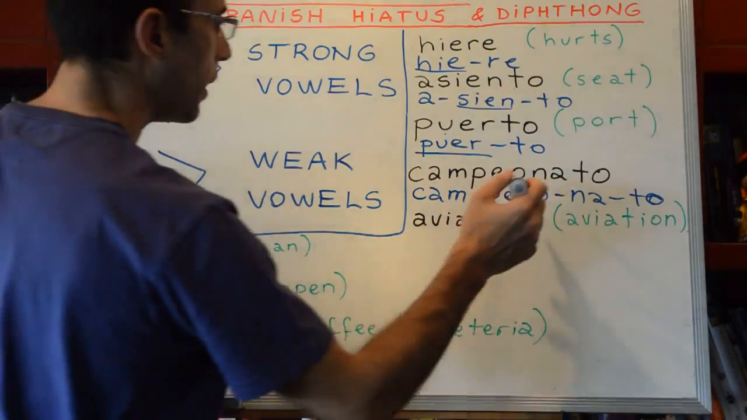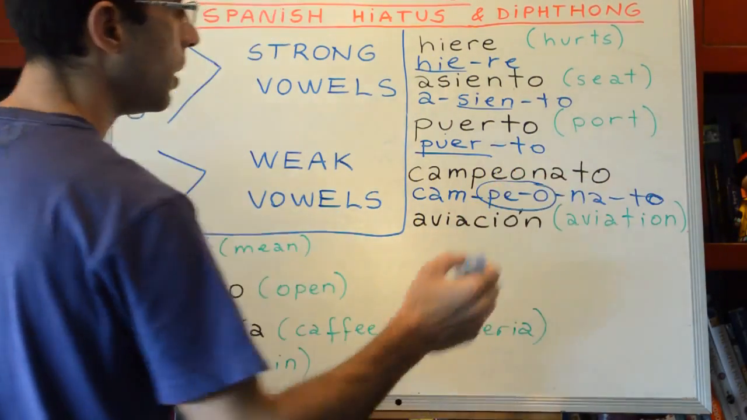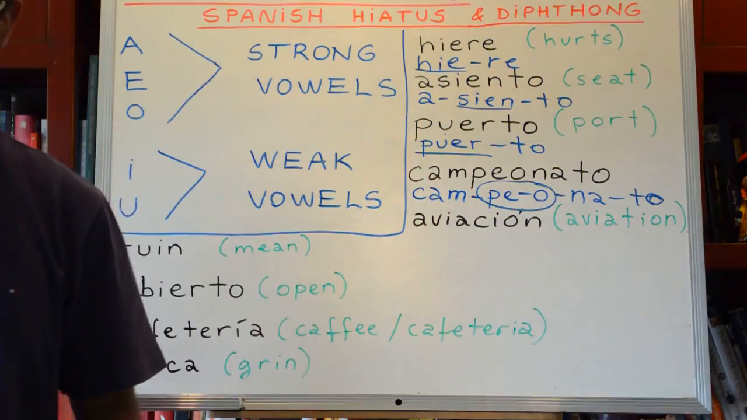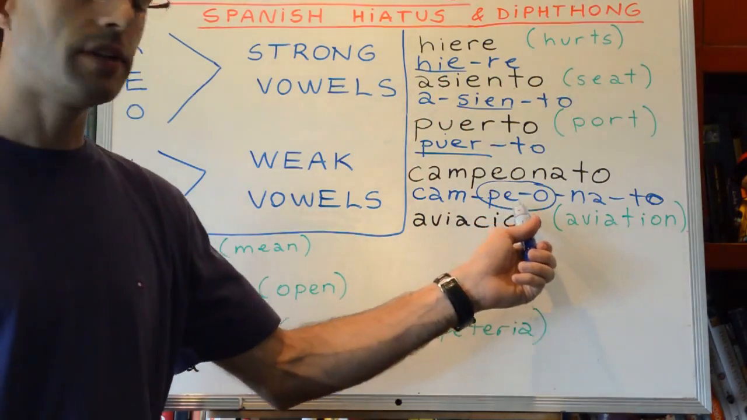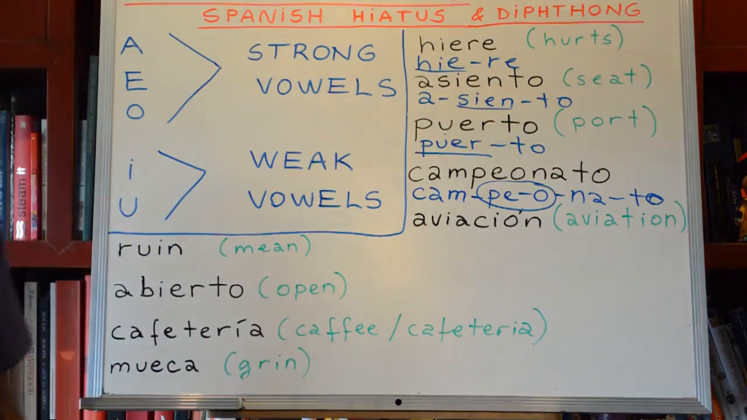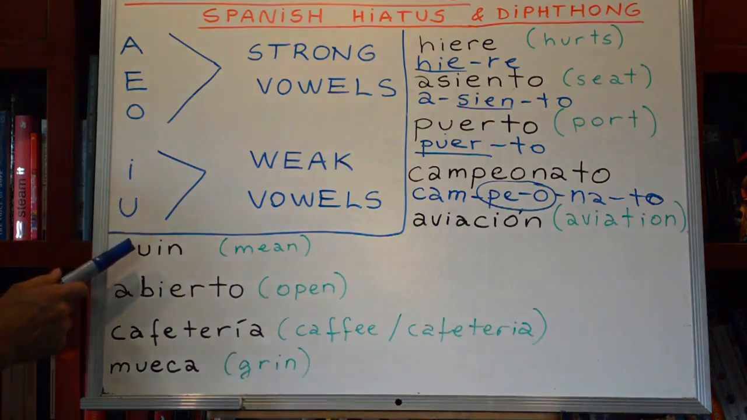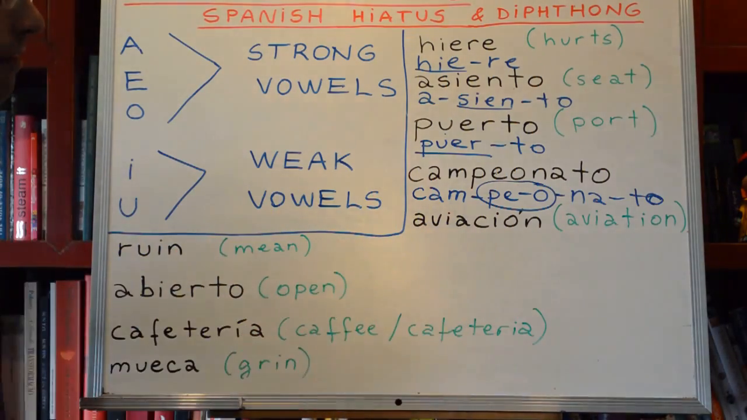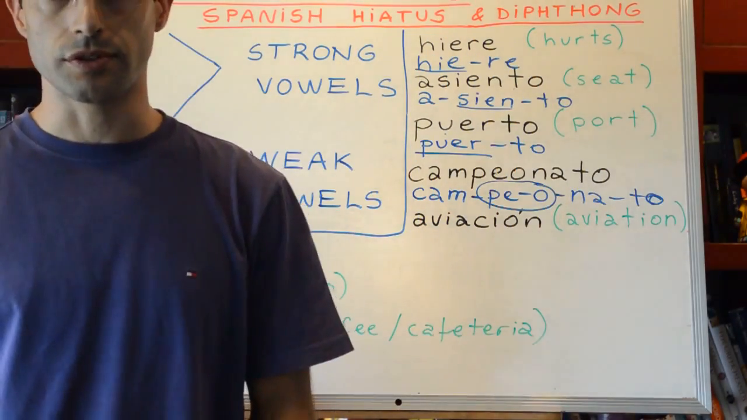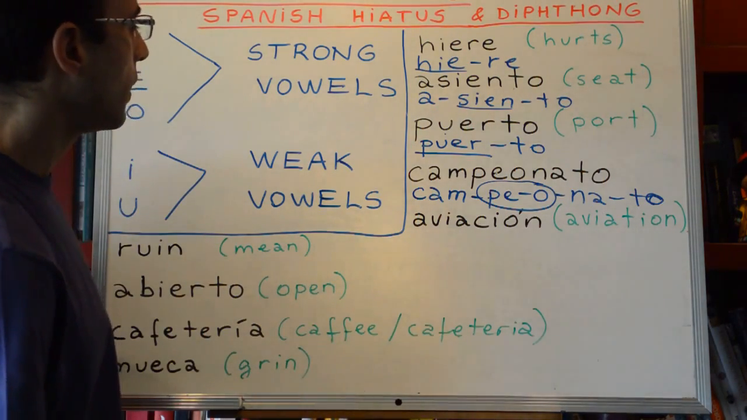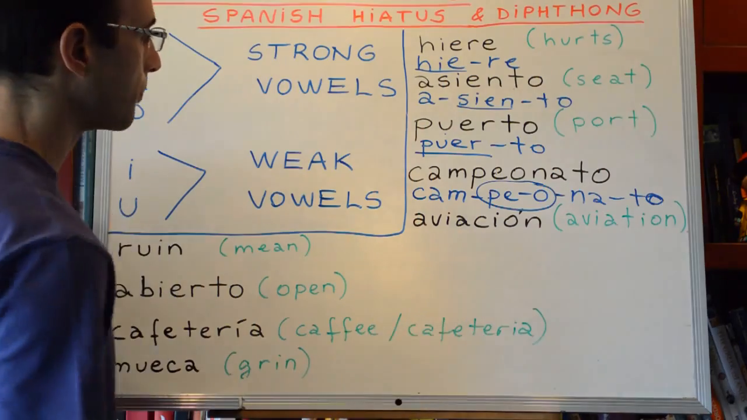So therefore, here we have a hiatus, because the two vowels that were together in the word are separated in different syllables. Hiatus. Right? Okay. Next word, aviación, for aviation. Okay? Aviación.